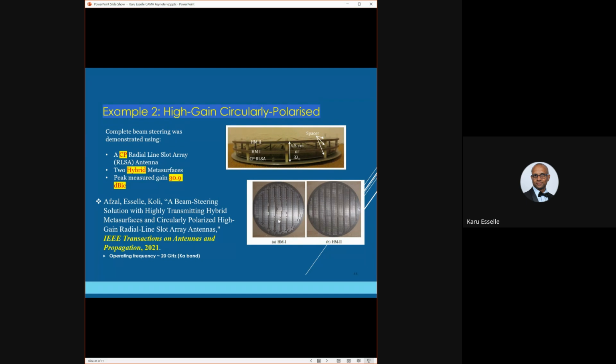The lower metasurface has some phase correction as well. The phase error of this antenna is very small, so we don't have to correct too much, but there's a little bit of phase correction. That's why it is not identical to this.